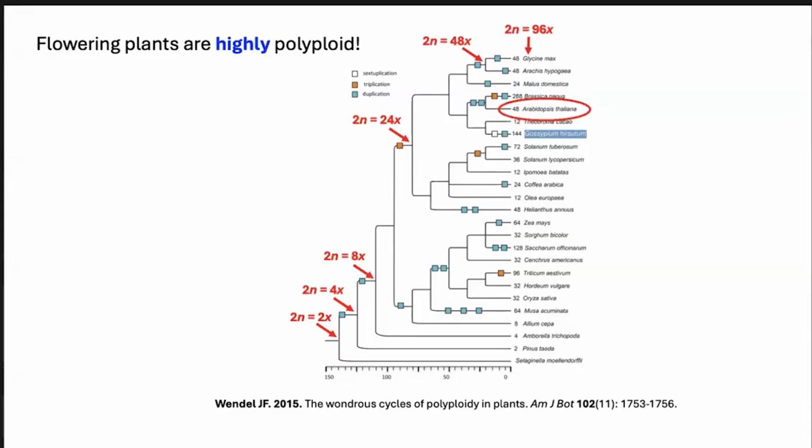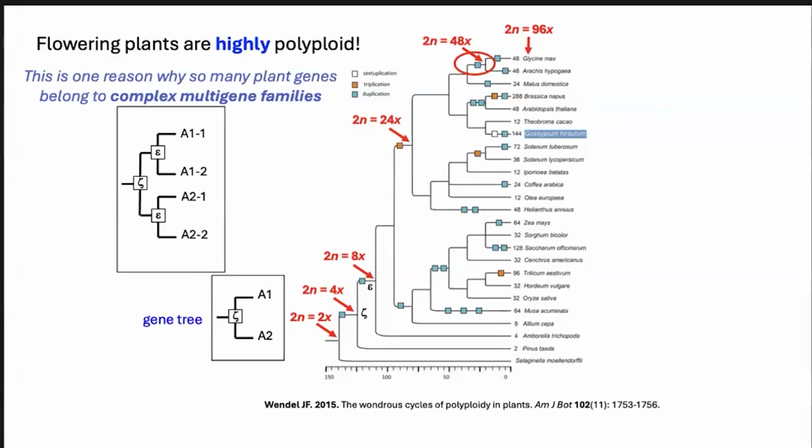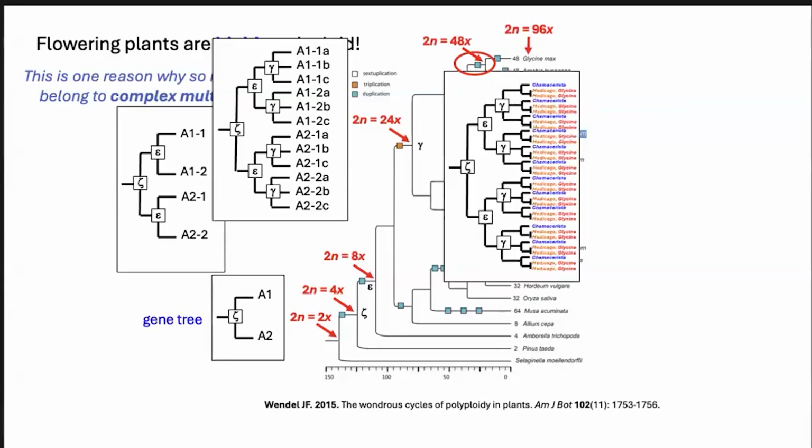Arabidopsis, what about that? Well, notice the two duplications at the beginning of the Brassicales there. So Arabidopsis, although it only has 10 chromosomes and of course a small genome, is actually 2n equals 96x equals 10. So there's a lot of polyploidy going on here. All right, and this is one reason why so many plant gene families are very complex with lots of members. So if you think about what's happening here, if you started out with one copy and had a duplication and a second duplication and a triplication and then speciation and more duplications, this is what you get.